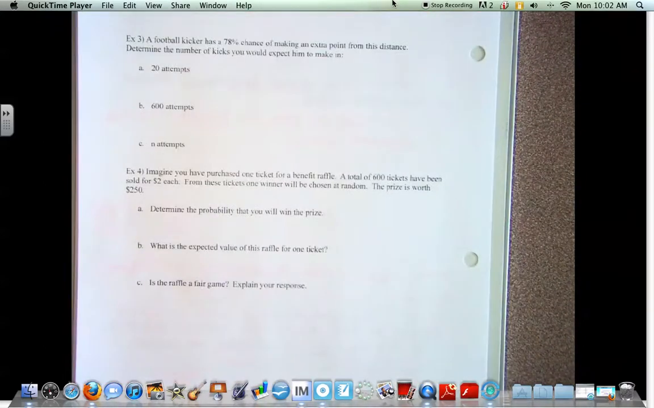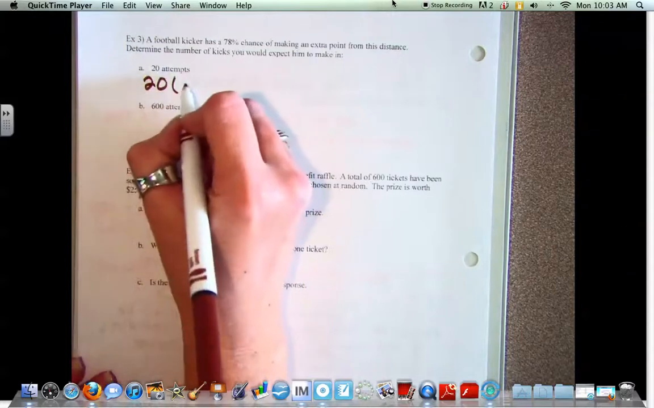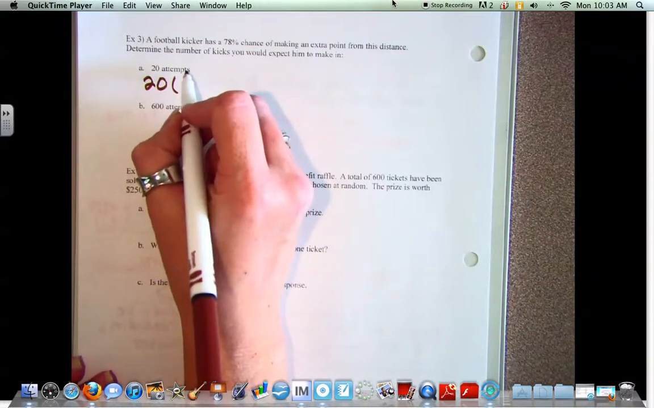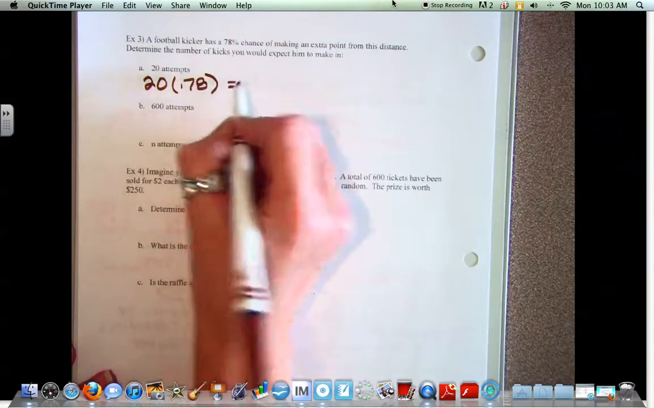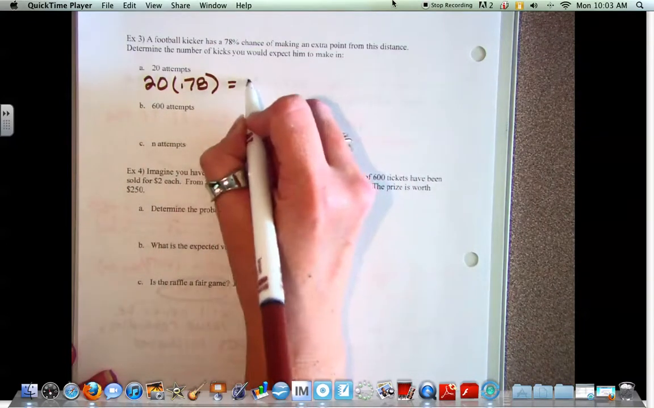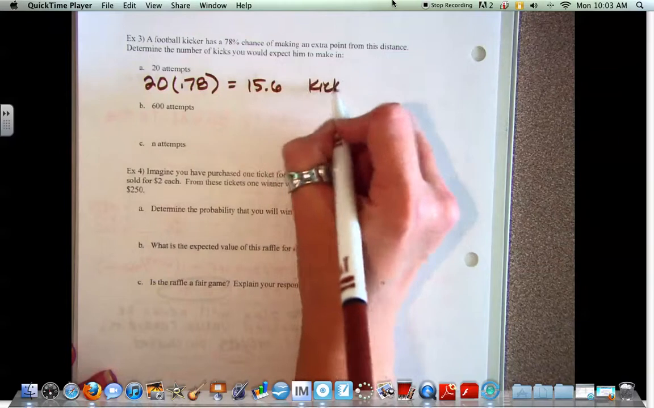Alright, a football kicker has a 78% chance of making an extra point from this distance. Determine the number of kicks you would expect him to make in 20 attempts. What is this? 20 times 0.78. Which gives us 15.6. Good job.